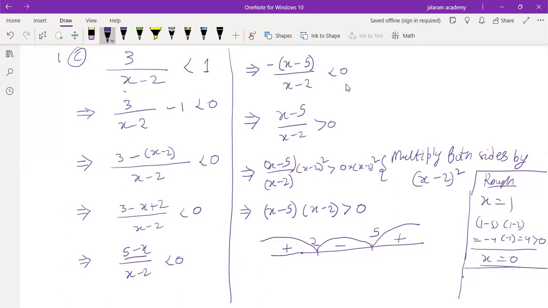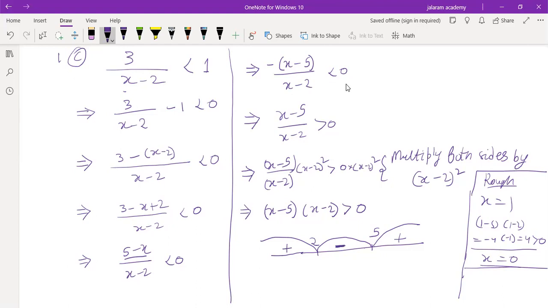And what do we have to bring, positive or negative? Greater than 0 means positive or negative? Positive. So our solution is not between 2 and 5. Between 2 to 5, we are getting what? Negative. So this is not the answer. Is that clear to you?